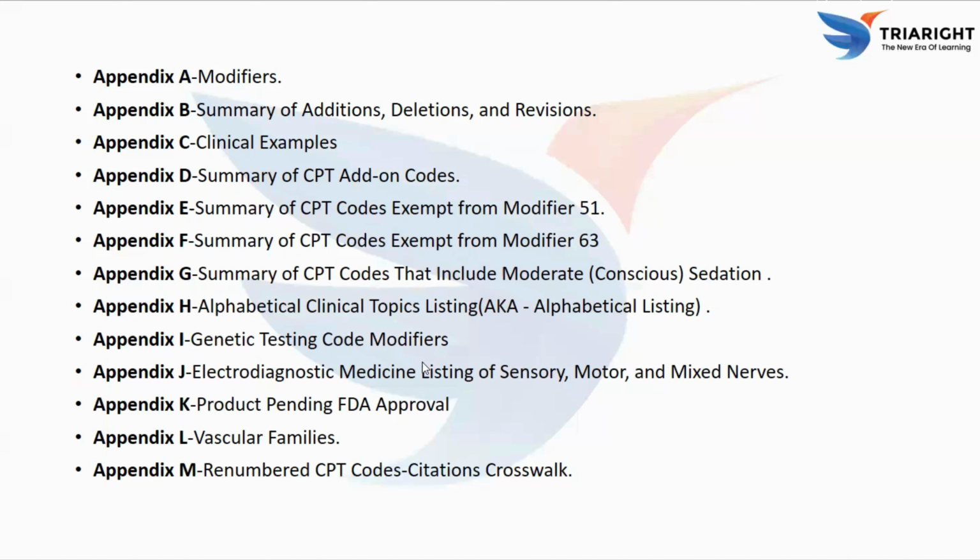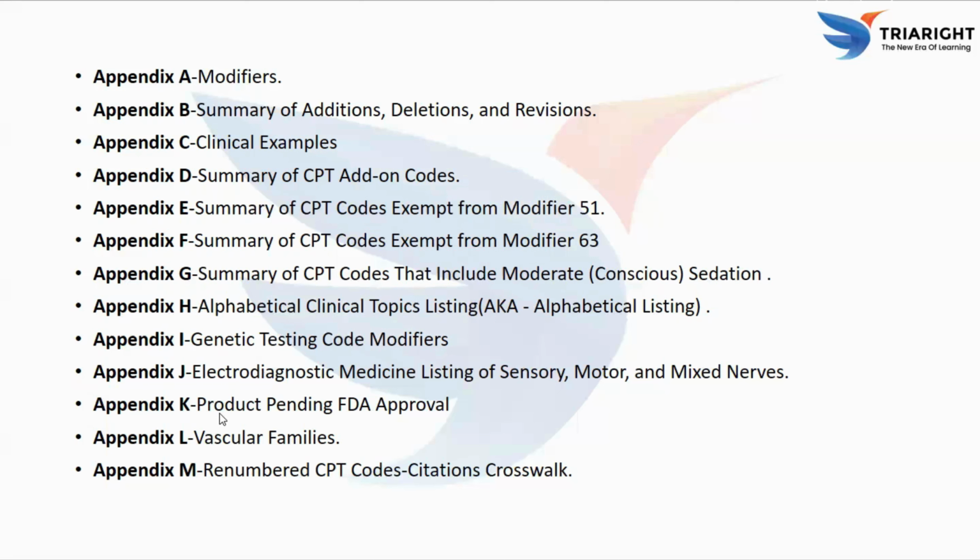Appendix I, genetic testing code modifiers. So special modifiers for genetic tests. So they help to explain the test method, repeat testing or interpretation. So this Appendix I is important in molecular pathology coding.